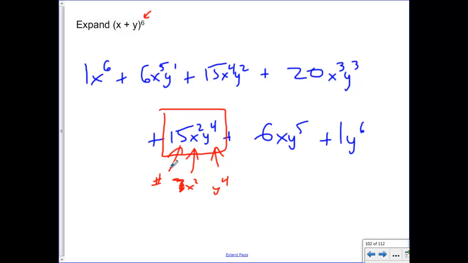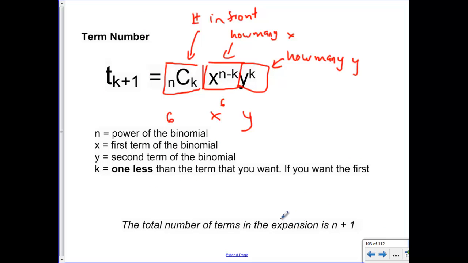Let's say we're working with this one right here. Which term is this? This is term 1. This is term 2. Term 3. Term 4. So this is term 5. Makes sense? But if you want term 5, K actually has to be 4. So I put a 4 here, a 4 here, and a 4 here. This is term 4 plus 1, but 4 plus 1 is really going to find you term number 5. So the 5th term is going to be 6 choose 4. If you have your calculators, what's 6 choose 4?